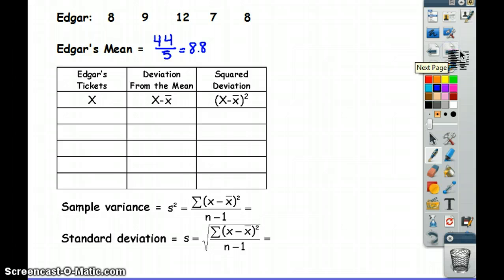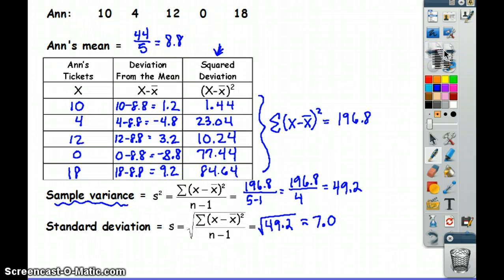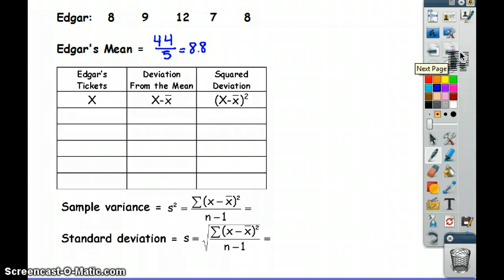Look at Edgar's data, 8, 9, 12, 7, 8. Look at Anne's data, 10, 4, 12, 0, 18. Who has the bigger spread? Well, Anne's ticket sales vary a lot more. So she seems to have a bigger spread than Edgar, who always sells about 8, 9 in that area, approximately. So it seems like he should have a smaller spread, which would imply that his standard deviation should be smaller. So let's check that out and see if that happens.